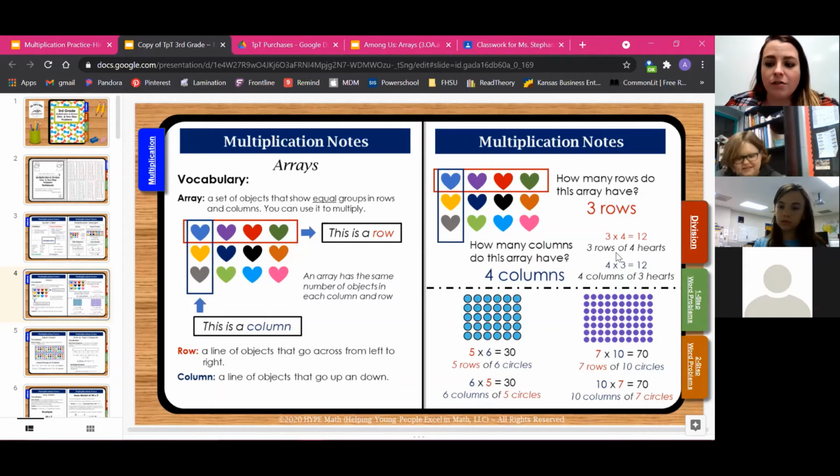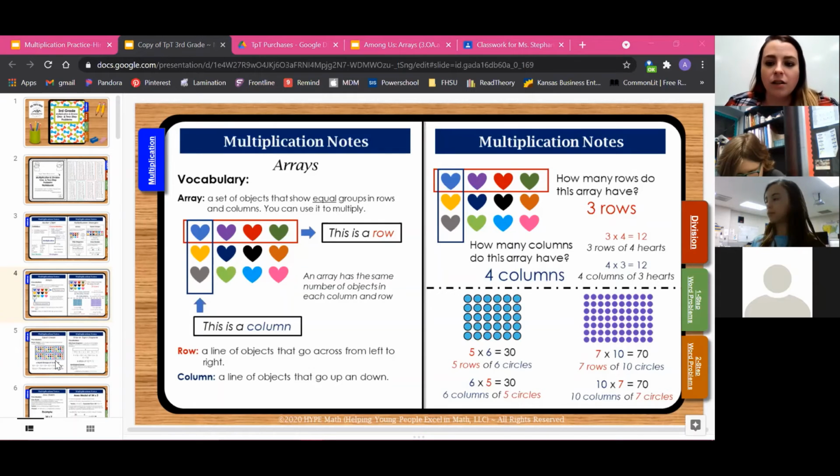So that means we have 3 rows of 4 hearts. So that's 3 times 4 equals 12. Or we can say we have 4 columns of 3 hearts. So 4 times 3 equals 12. Okay, so here's another way. It's just using dots instead of hearts. So we do 5 times 6. There's 5 rows of 6 circles, or 6 columns of 5 circles.